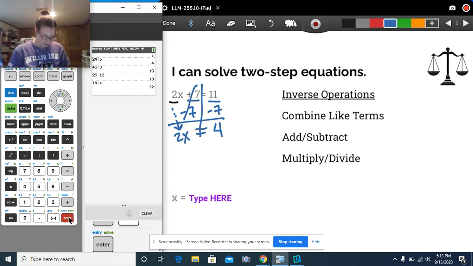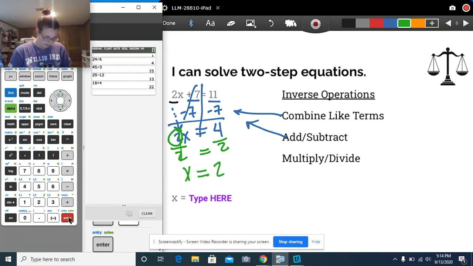So now that this step here is our combining like terms, and we also added and subtracted at the same time. We have to do the adding and subtracting before we can do the multiplying and dividing. Now I get to multiply and divide. What am I going to multiply by? Well, you multiply or divide by the number associated with the variable, which means I'm going to divide both sides by 2. The 2 divided by 2 equals 1, and I'm left with a single x, and 4 divided by 2 is 2. So your answer for this equation is 2.